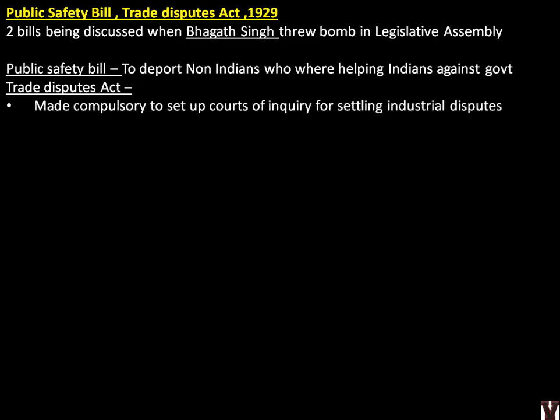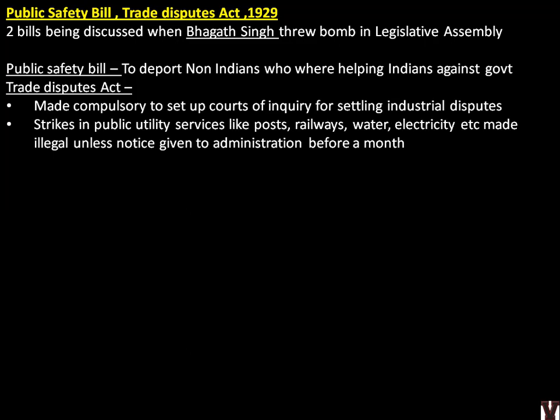Trade Disputes Act, we have seen the Trade Act already. Now the Trade Disputes Act is about how to solve disputes, because we saw political unrest was going on. It made it compulsory to set up courts. In present day India also we have this. Whenever some dispute or problem happens, we set up tribunals. In the same way, courts were being set up.